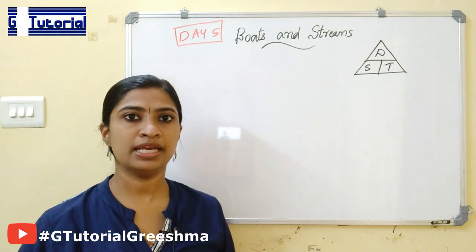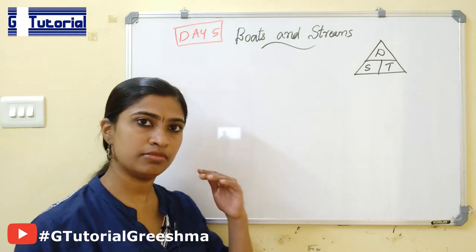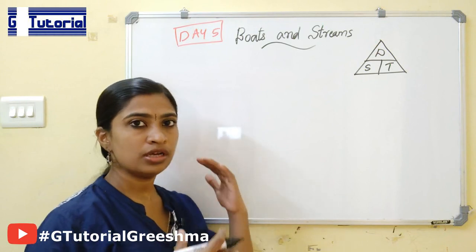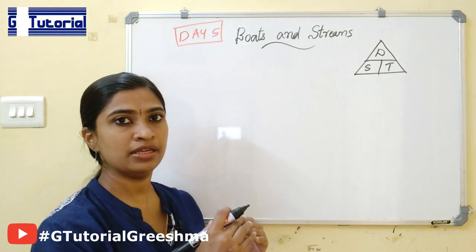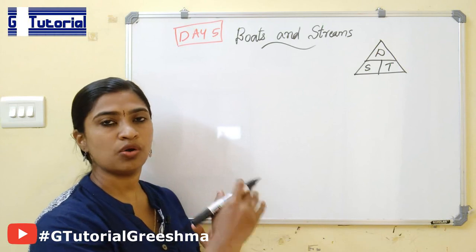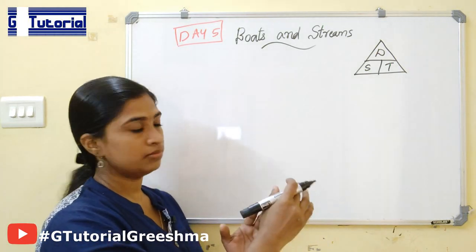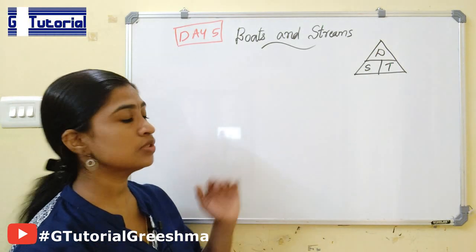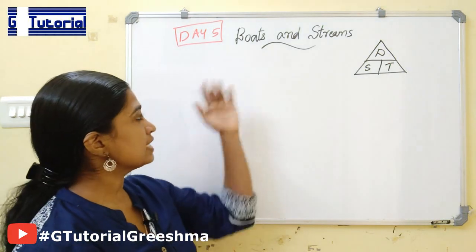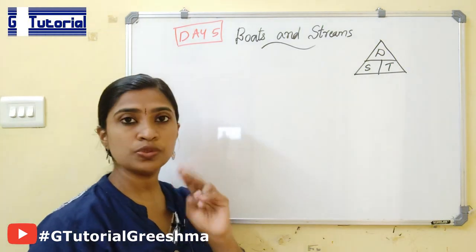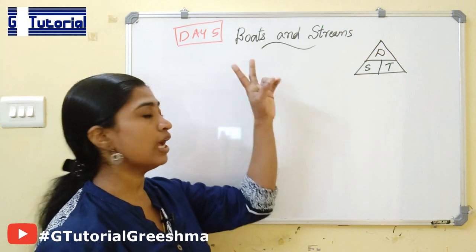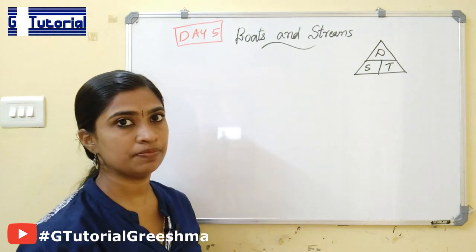What is meant by a stream? If the water in a stream is moving at a speed, then such water is called a stream. Here we will be seeing two speeds. One is the speed of the boat and the other one is the speed of the stream.